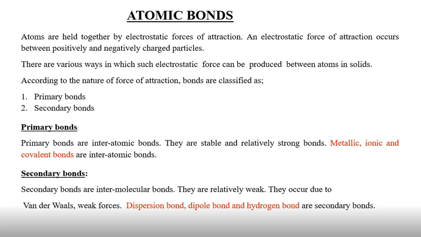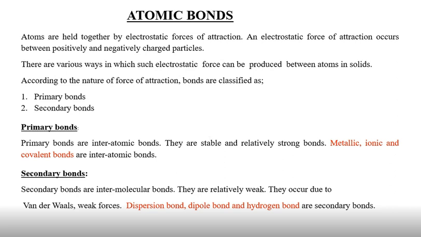According to the nature of the force of attraction, bonds are classified as primary bonds and secondary bonds. So there are two categories of bonds. First one is primary and second is secondary. Primary bonds are interatomic bonds. So they are stable and relatively strong bonds. We call them metallic, ionic and covalent.